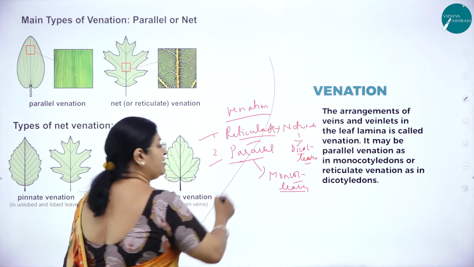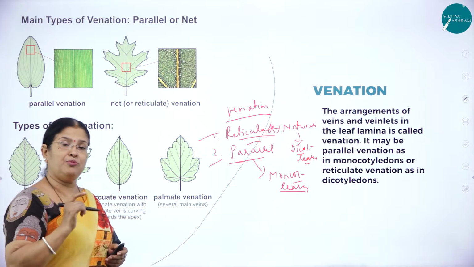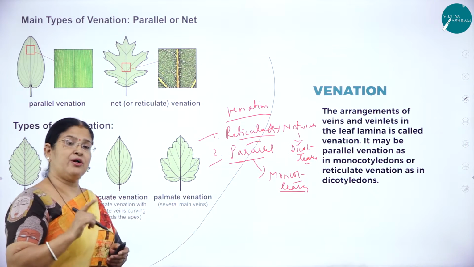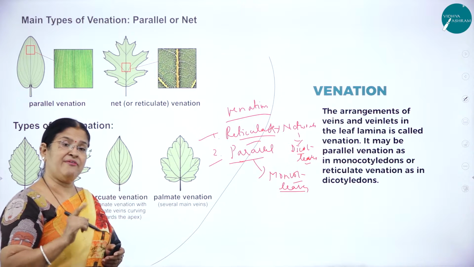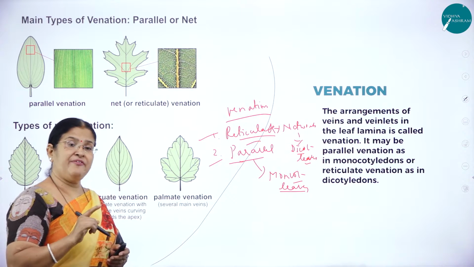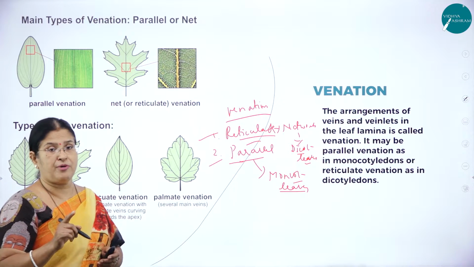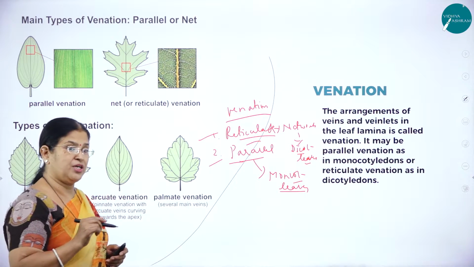Then parallel venation is in all monocot plants. All monocot plants bear leaves which have parallel venation. All dicot plants bear leaves which will have reticulate venation. Reticulate venation is in the form of a network. Parallel venation is not in the form of a network. The veins run parallel to each other.